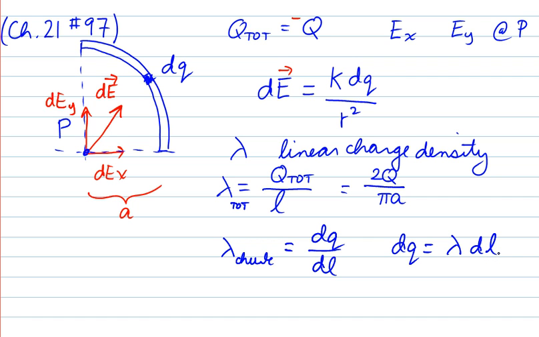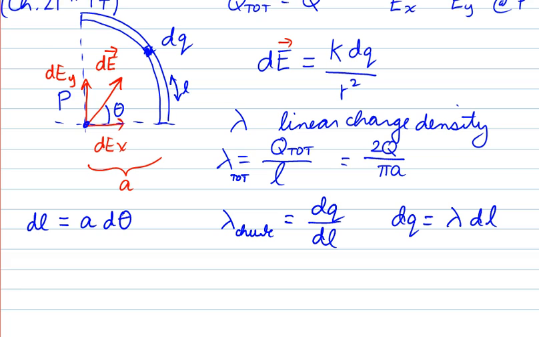And now what we need to do is find an expression for dl. What we know is that if we look at a small segment of length L, dl can be approximated by r, in this case a, d theta. So here's our angle theta, and d theta would be a very small sliver of this ring. So now we're ready to start plugging things in.